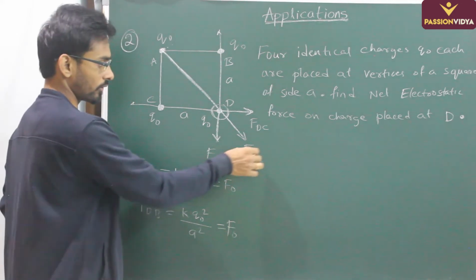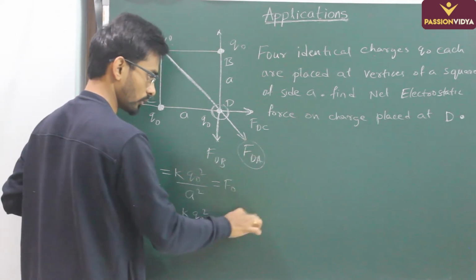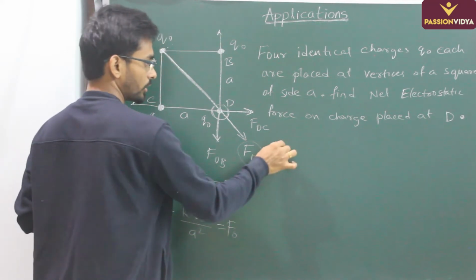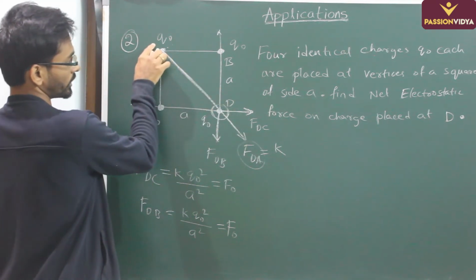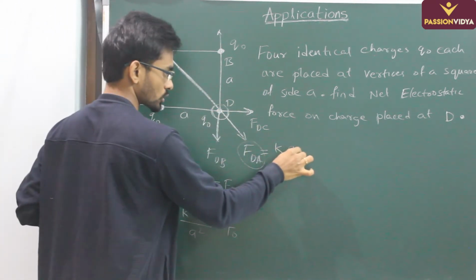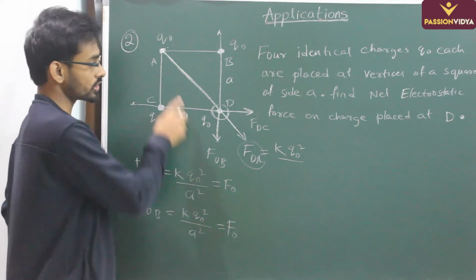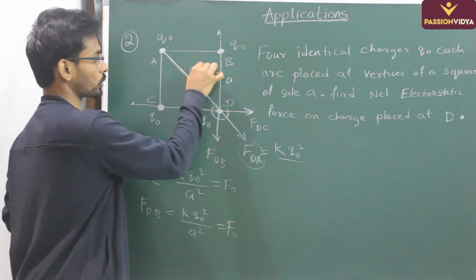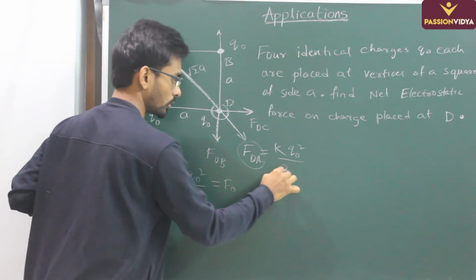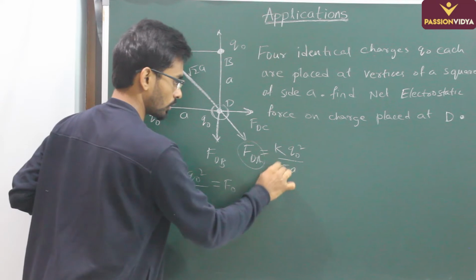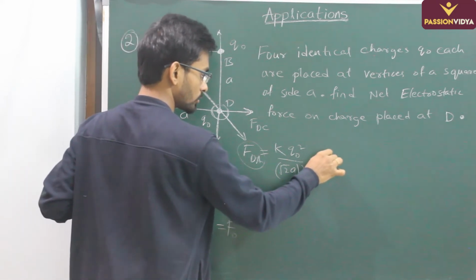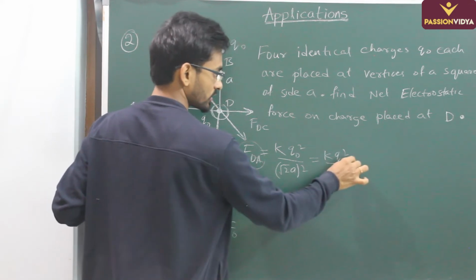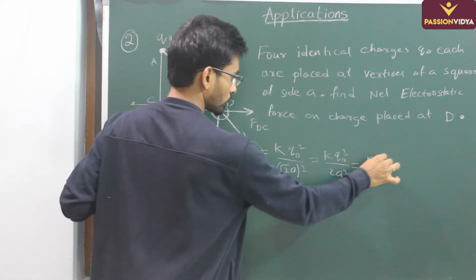Now let us calculate force on D due to A. Force on D due to A will be K into Q1 Q2, so Q1 is Q0 and Q2 is also Q0, so Q0 square by the distance between these two charges, which is the diagonal, so the diagonal will be root 2 A, so root 2A whole square. So it will be K into Q0 square by 2A square, so this is F0 by 2.